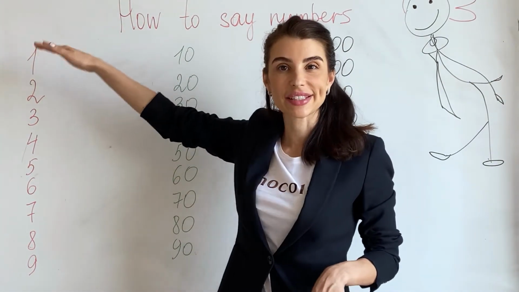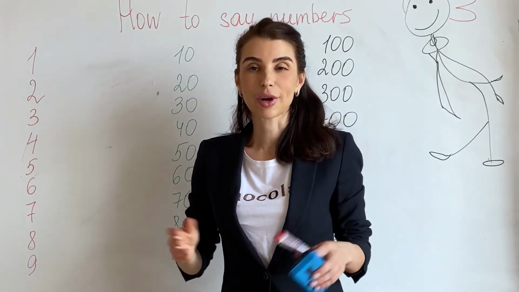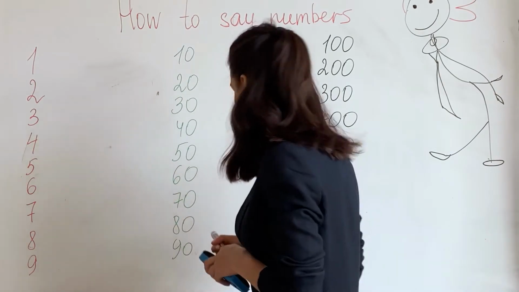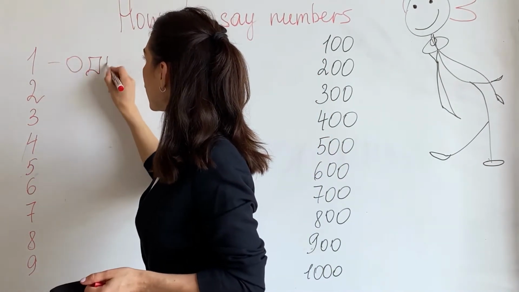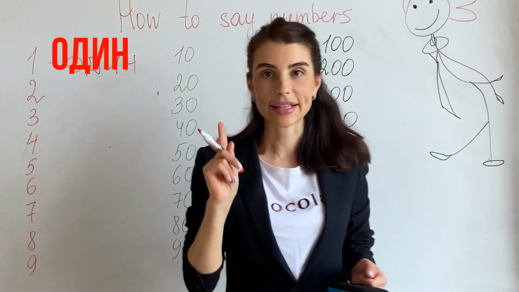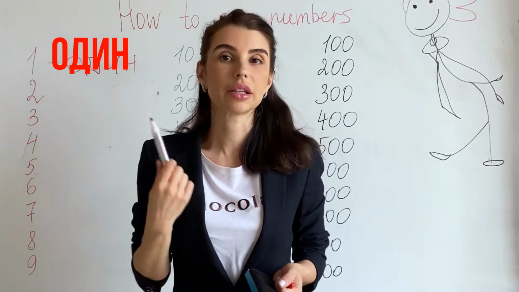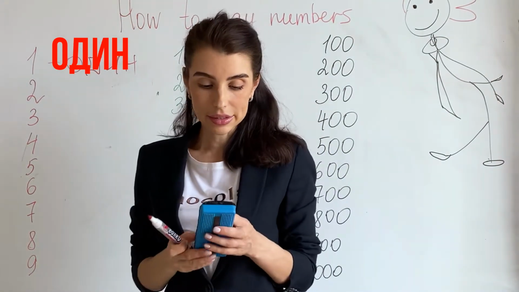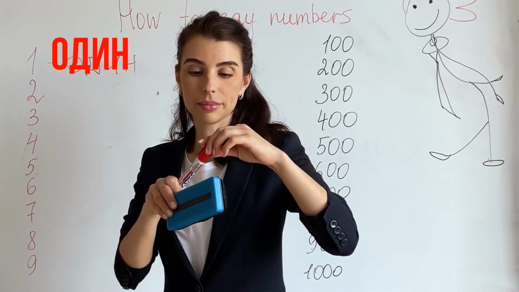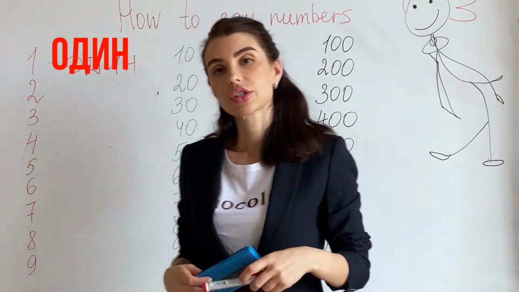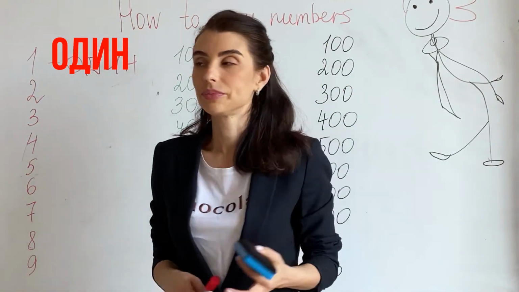We are starting with 1. In Russian it's один. Один карандаш, pencil. Один колпачок. This is a cap, колпачок. So один цветок, one flower.